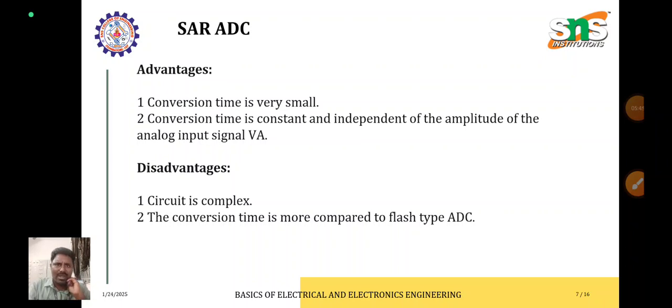So this is an advantage: the conversion time is very small, and the conversion time is always constant. It is independent of the amplitude of the analog input, whether it is 4 or 8 or 16, whatever it may be. But the drawback is that the circuit is complex. The conversion time is more compared to the flash type analog to digital converter.